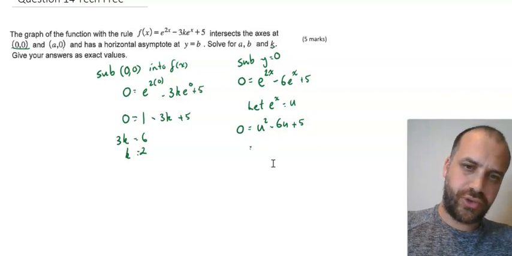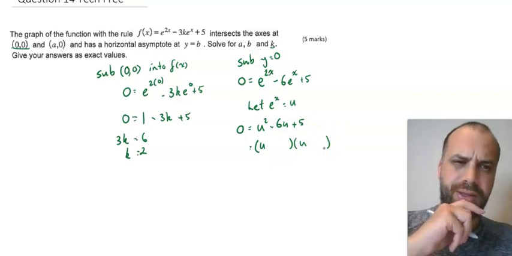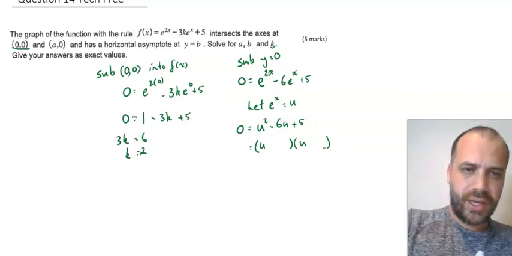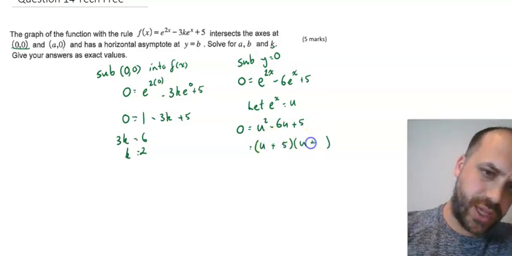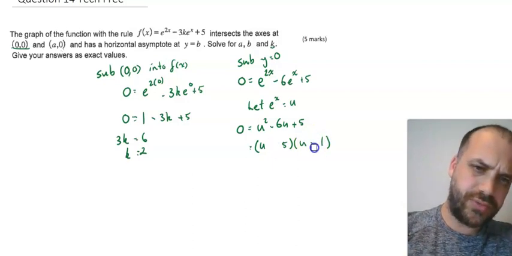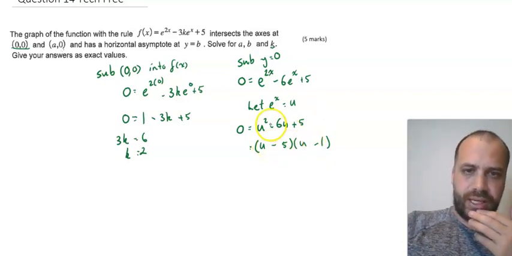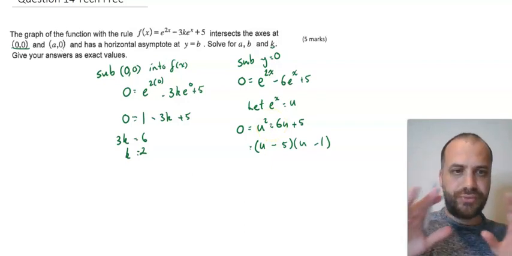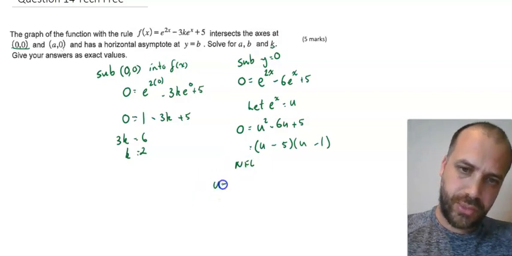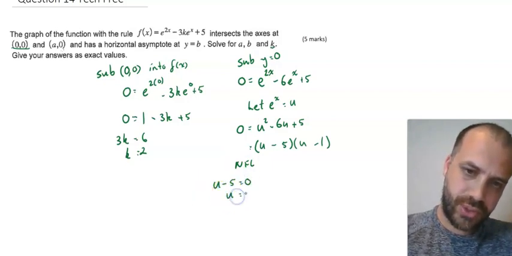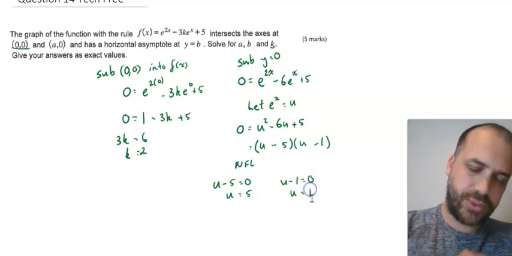It's a monic quadratic, so bracket u, and then we need two numbers multiplied together to make 5 and added together to make negative 6. So that's going to be 5 and 1, but not two positives, two negatives. (u minus 5)(u minus 1), that is that. Okay, so let's solve those two using the null factor law. So u minus 5 equals 0, so u equals 5. And u minus 1 equals 0, so u equals 1.